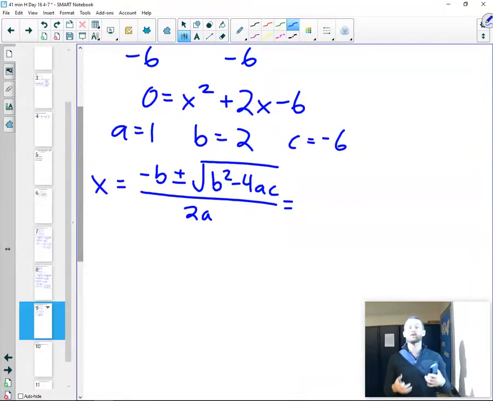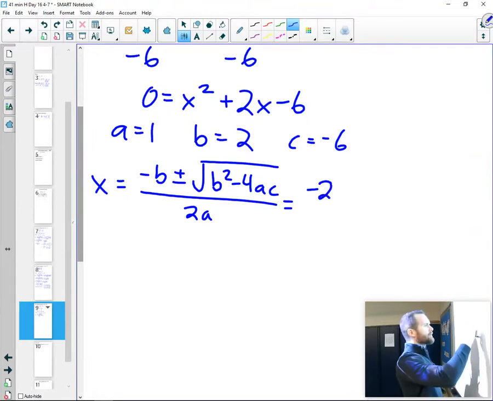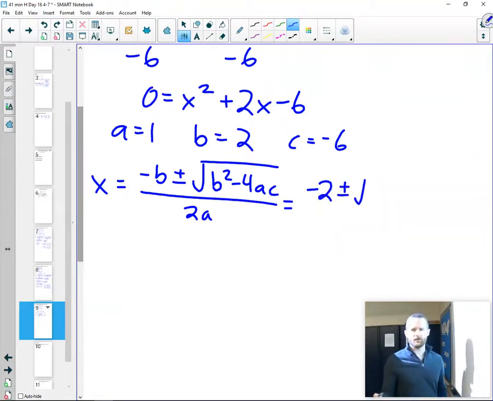So the first thing we're going to do is start simplifying as soon as we're substituting in. So negative b becomes negative 2, plus or minus, and here's where we're going to start skipping some steps. It's b squared. Well, we can do that in our head. b is 2, so 2 squared becomes 4. Then it's going to be negative 4 times a times c. So it's negative 4 times positive 1 times negative 6.